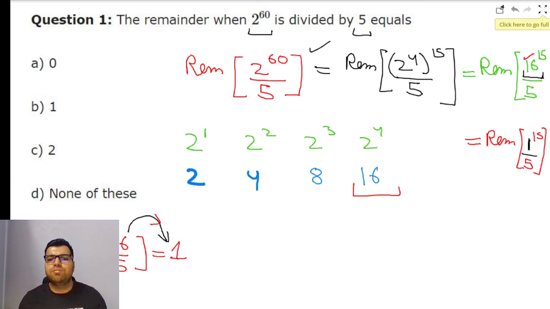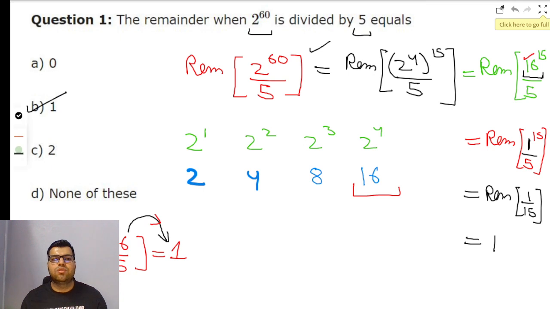So remainder of 1 raised to power 15, I am writing the complete step initially. This is remainder of 1 with 15. Remainder of 1 with 15, we already know what is it. It is 1. So answer is 1. So we got our answer, which is 1. So I hope students it is clear to you how we proceeded here.